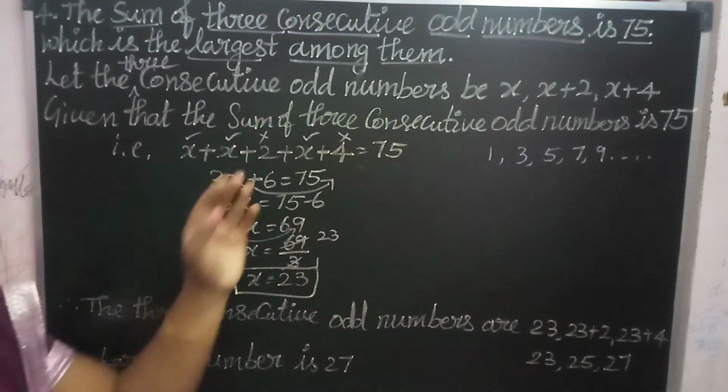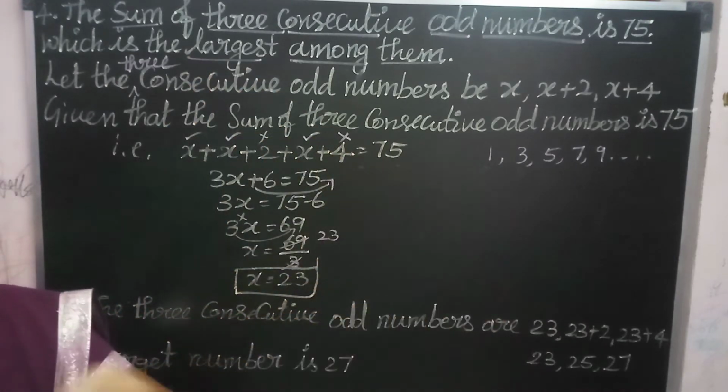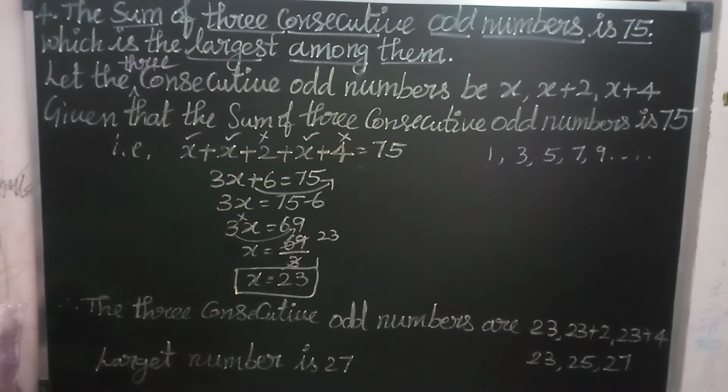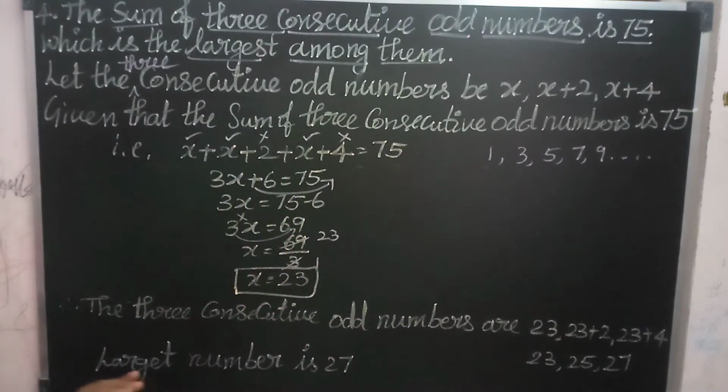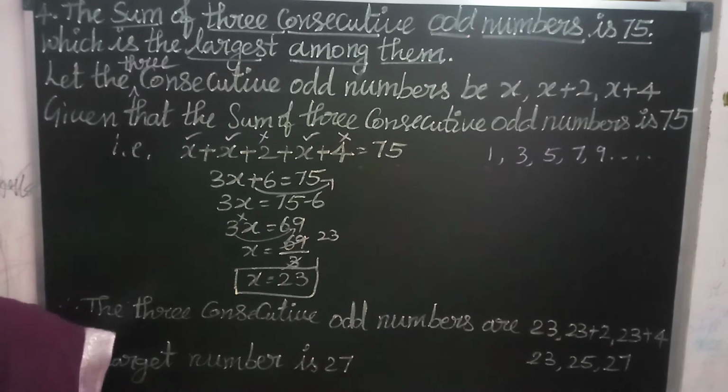So they didn't ask for the three numbers. They asked which one is largest among them. So which is larger in these three numbers? 27. So therefore the largest number is 27. Did you understand this?